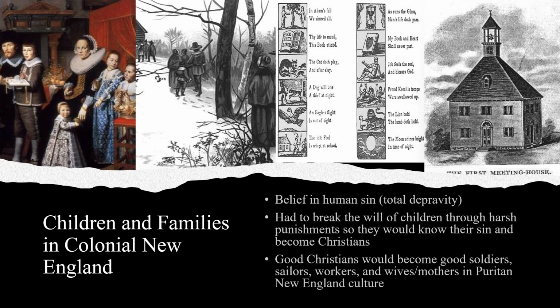Virginian colonists would have had similar views on humanity and children, but they would have been less concerned with transforming people into educated Christian citizens, since their society was more stratified and based on unfree labor.